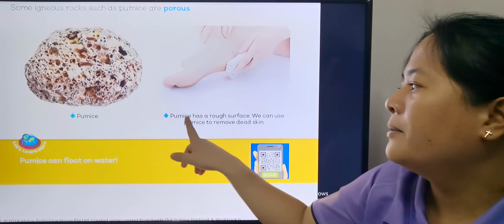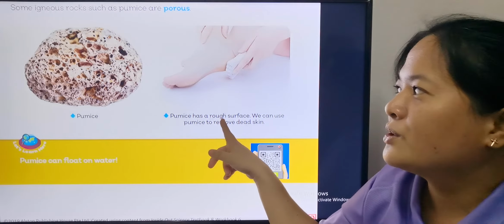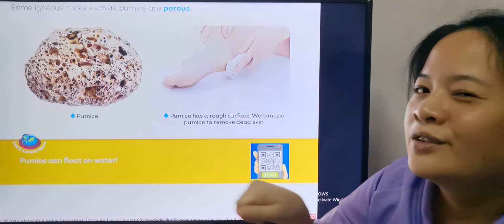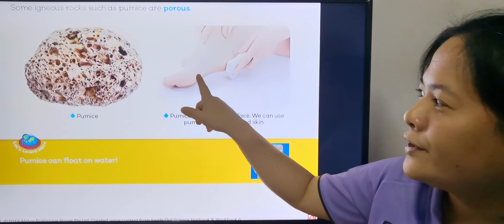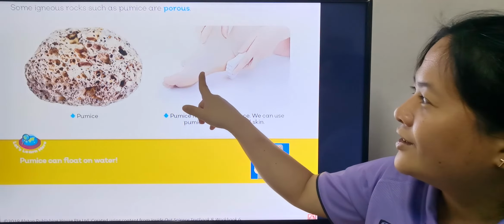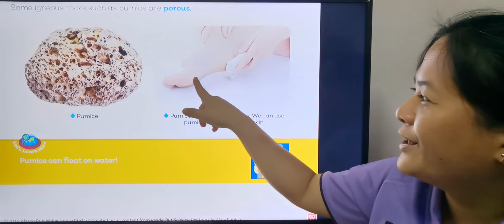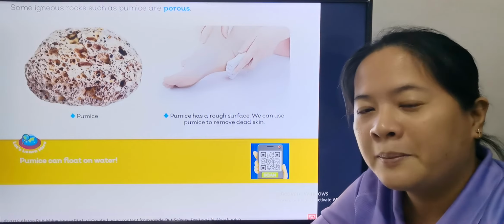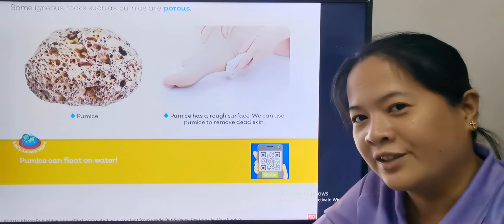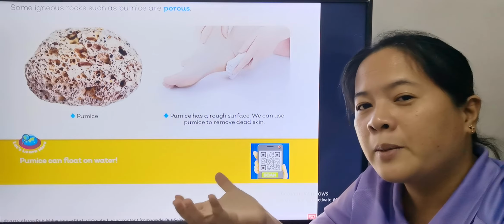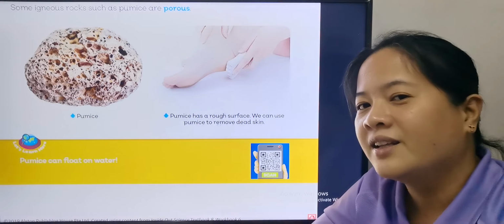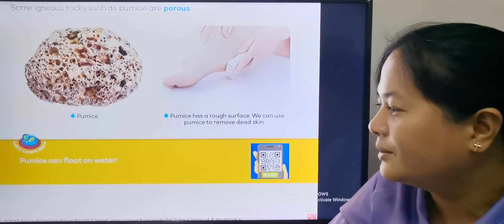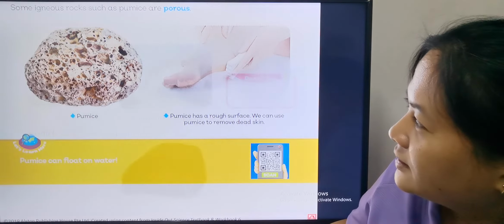Okay, now pumice has a rough surface. Okay, so we can use pumice to scrub off dead skin on the feet or the arms, everywhere in your body you can use that. Okay, another characteristic of pumice is it can float on water. Okay, because it's very porous, it has air inside it, so when you put it in water, it has the ability to float.